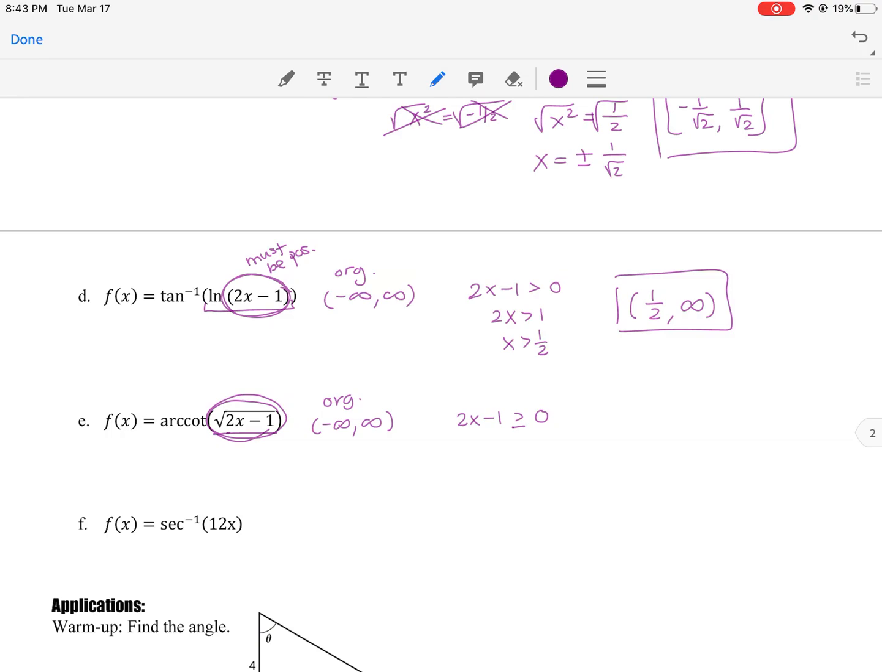Notice we have almost exactly the same problem as up above, but now it'll be x is greater than or equal to a half. So the only difference between the domain of this and the last one is bracket a half to infinity.